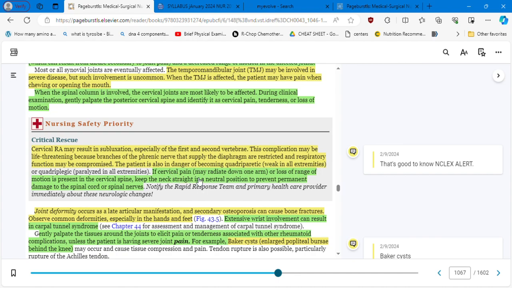If cervical pain may radiate down one arm or loss of range of motion is present in the cervical spine, keep the neck straight in a neutral position to prevent permanent damage to the spinal cord or spinal nerves. And that's good to know.